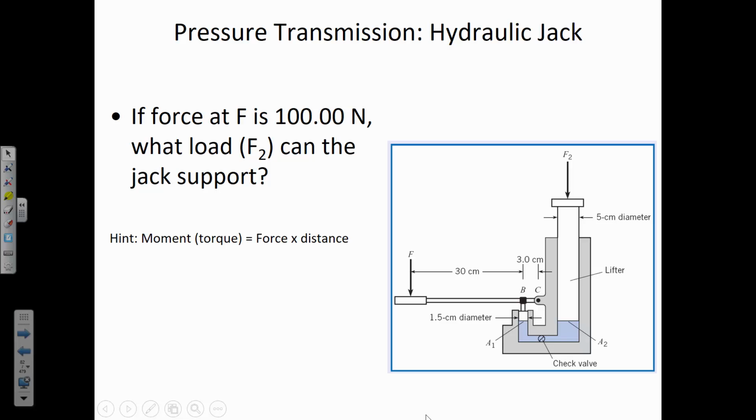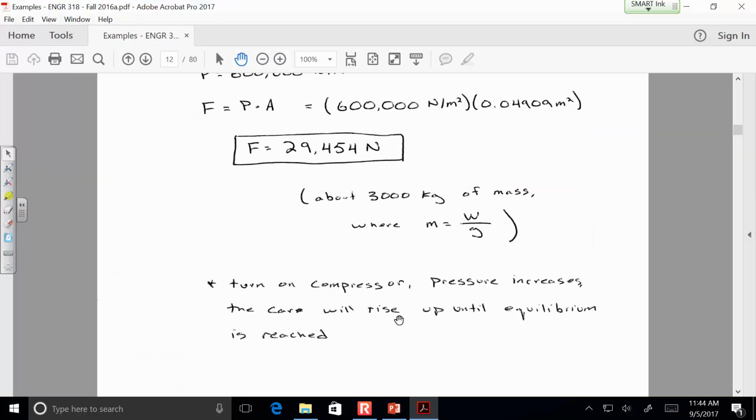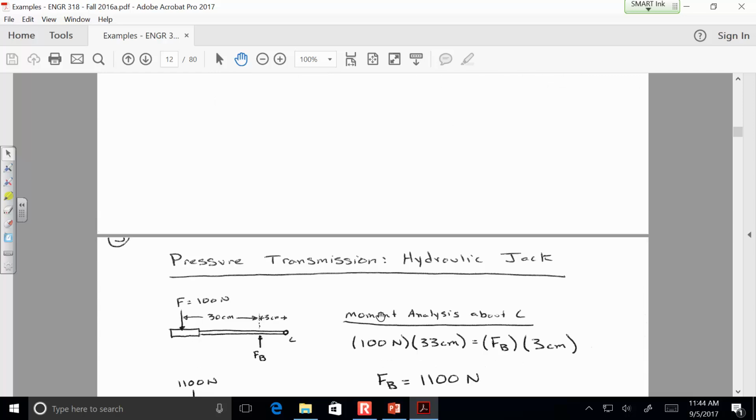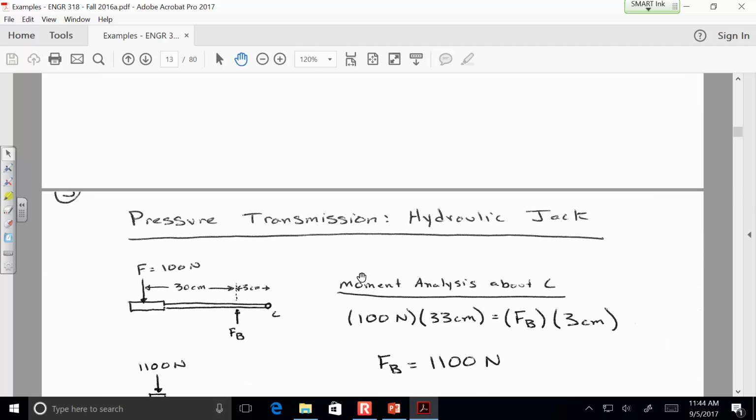Okay, so with this little sketch on the whiteboard, what does that allow us to calculate? Yeah, it allows you to calculate F sub B. So what we know is F times 33 centimeters will equal F sub B times 3 centimeters. All right? So this is our first mechanical advantage step here. That is the force at B. Let me scroll down to that. For those watching at home, all right, so we've got our handle, applied the moment analysis about point C, and the force at B should be 1,100 newtons.